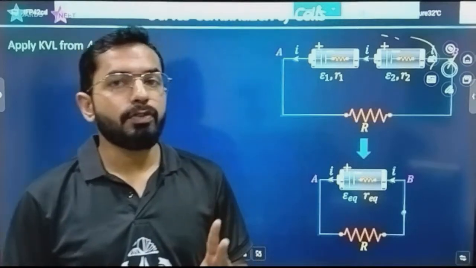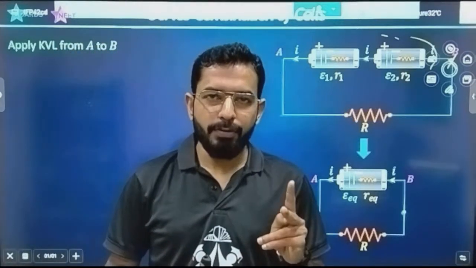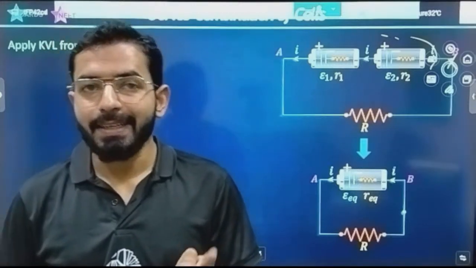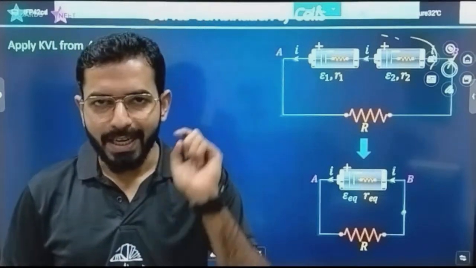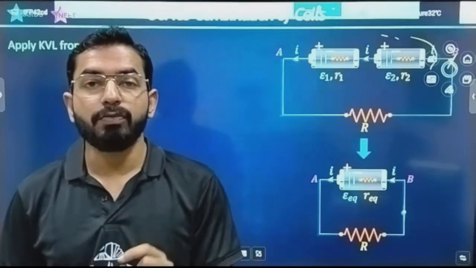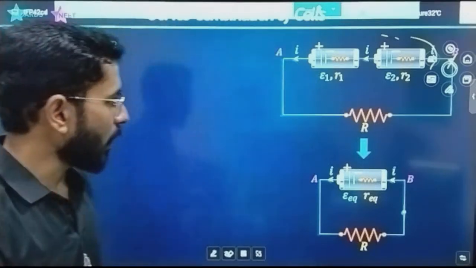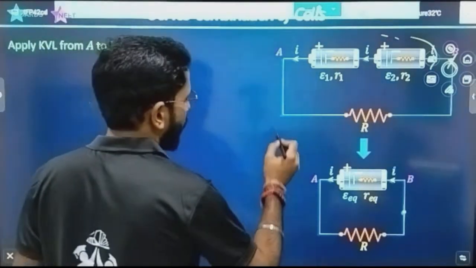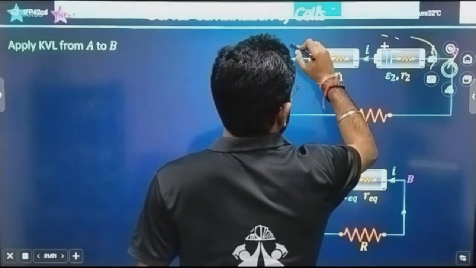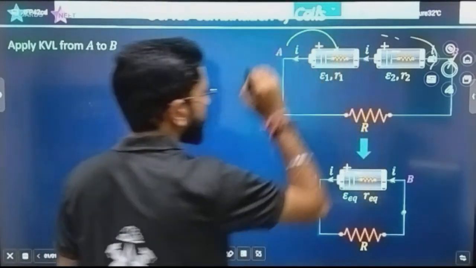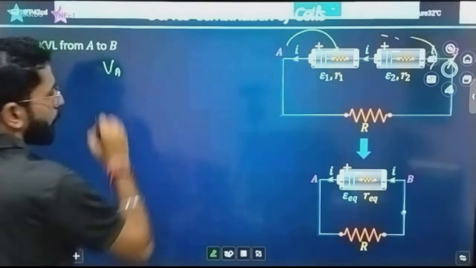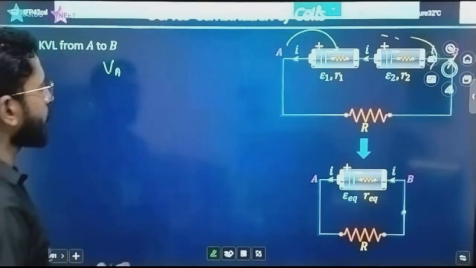What are the two things that you have to always remember, students? Tell me. If you are going from lower potential to higher potential, you will always take it as positive. And if you are going in the direction of current, you will always write the potential difference across the resistor as negative of I into R. Correct? So assuming those things, I hope you have remembered them. I am crossing this battery. What will I write? Firstly, I have started from point A, so I will write that the potential at this point is VA.